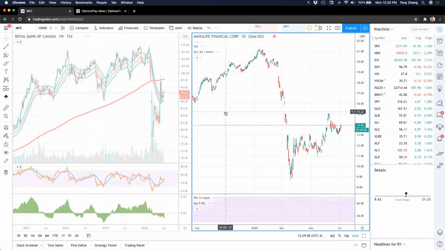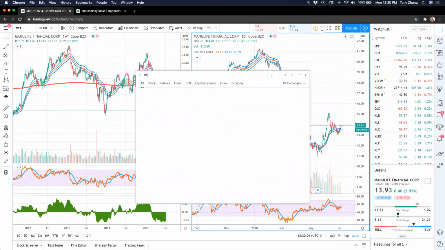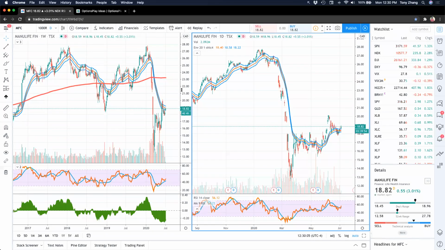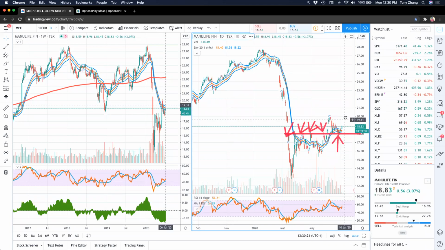Let's take a look at MFC, Manulife, on the TSX, trading at about 18. Manulife is just hanging on by a thread here, trading at around 18, which is a major level to keep an eye on. There are multiple resistance levels around 18, finally tested as support, and it is now starting to break out higher.